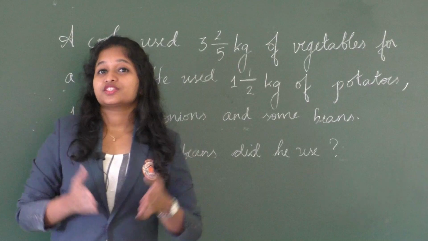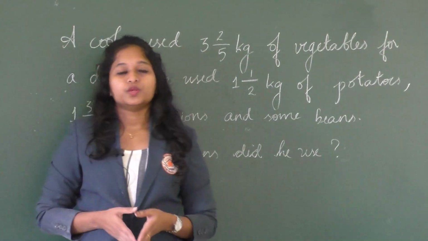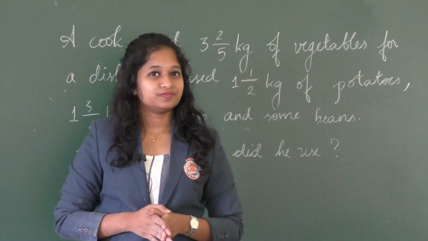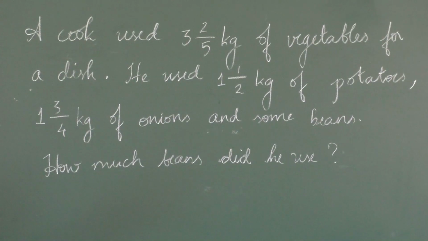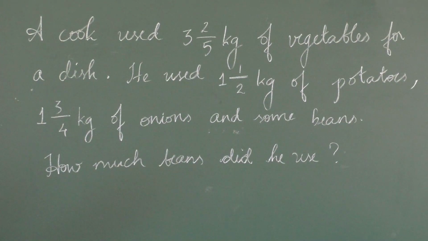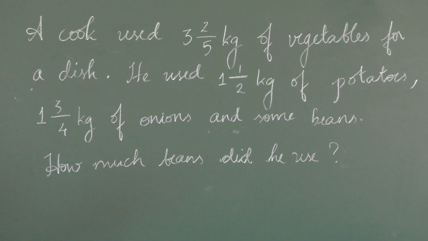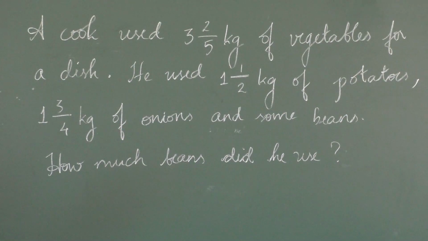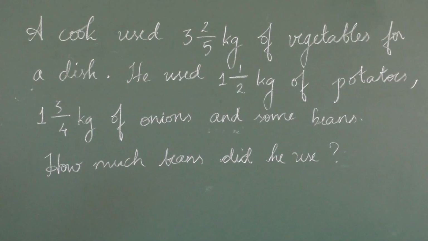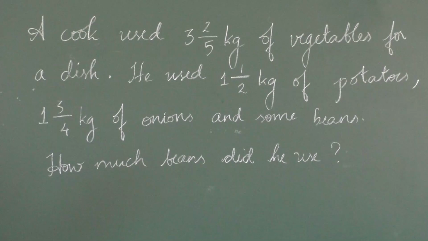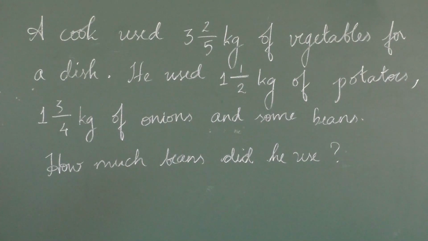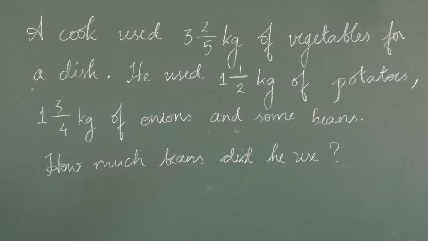Children, now let us move on to word problems related to fractions. The question is, a cook used 3 2 by 5 kg of vegetables for a dish. He used 1 by 2 kg of potatoes, 1 3 by 4 kg of onions and some beans. How much beans did he use?